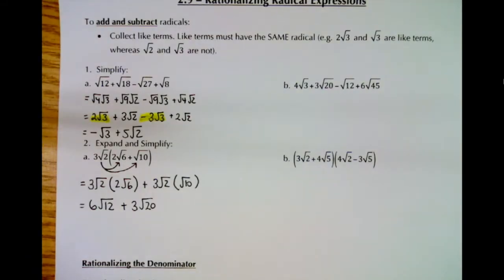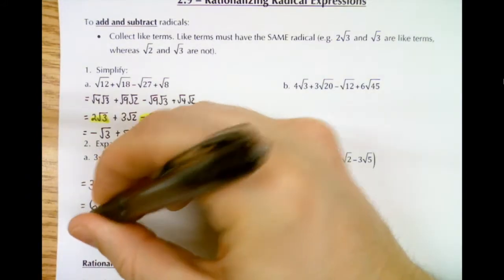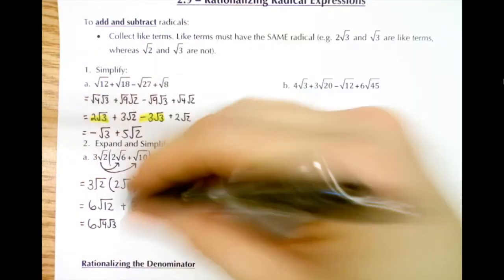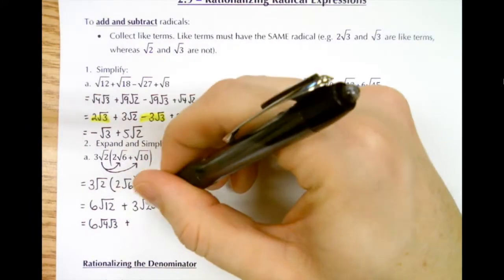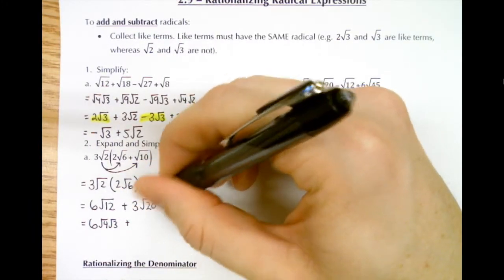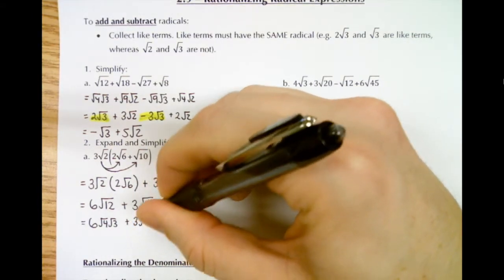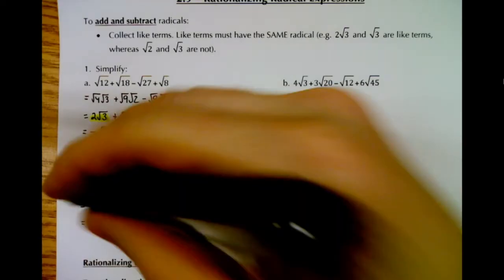And now we simplify our radicals. 12 can be broken down into 4 and 3. So we get 6 root 4 root 3 plus 3 times root 20. 20 can be broken down into 4 and 5. So we got 3 root 4 root 5. Now actually take the roots.